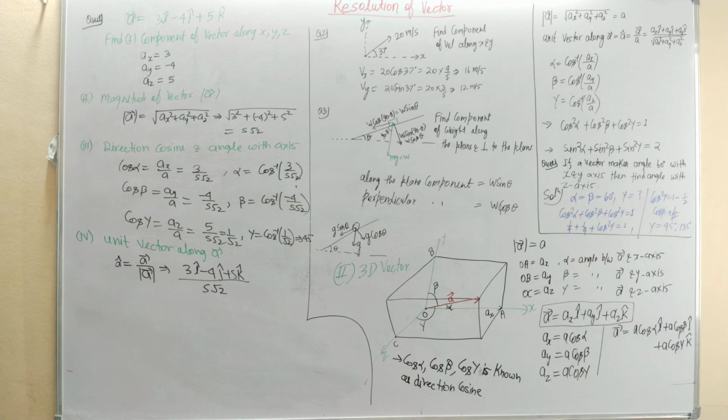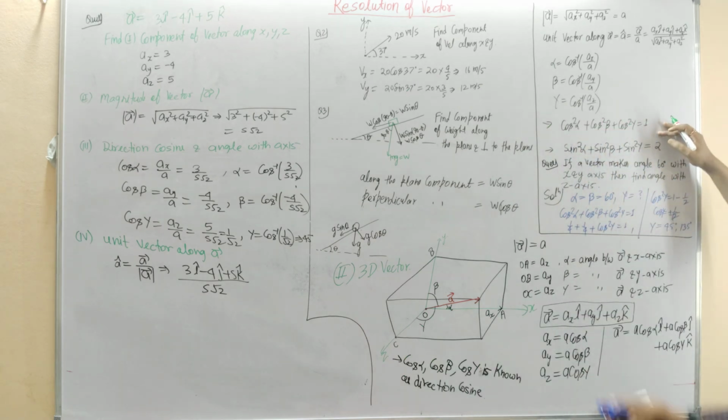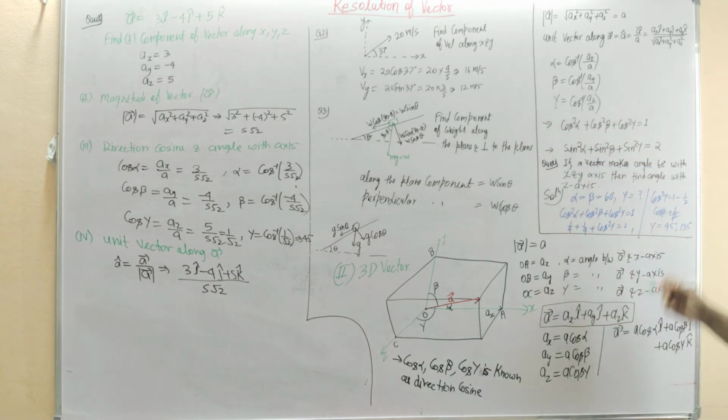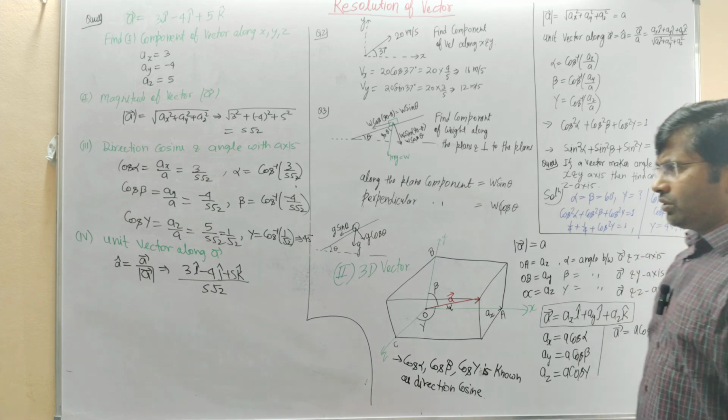Okay, so next we can calculate the sum of direction cosines squared, that will always be 1. Okay, and this is also 1. So unit vector, angle, magnitude, component of vector, all we can find out. Okay, so this is all about it.